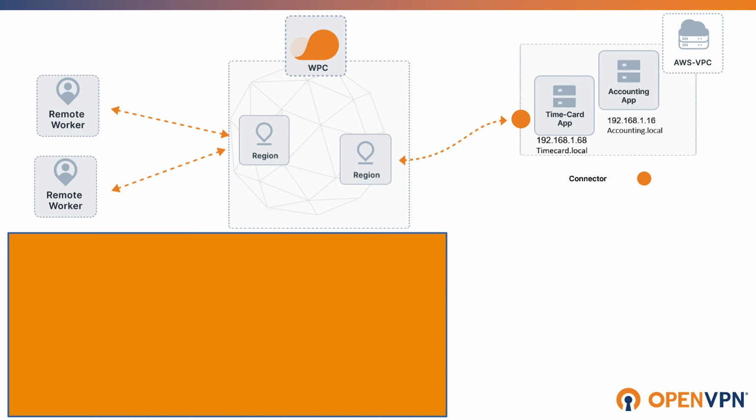Our use case that we're going to look at today is basically what you see on this slide. We have remote users who need to connect to our network, which is hosted on AWS with a couple of servers: a time card server, which hosts the time card app, and an accounting server, which hosts the accounting app. We want to make sure contractors access only the time card app, and the accounting team can access only the accounting app and nothing else.